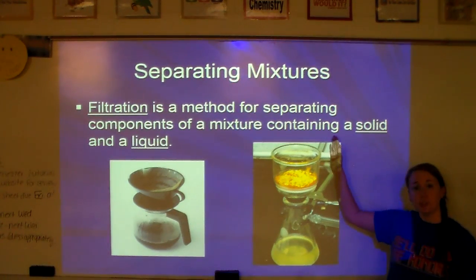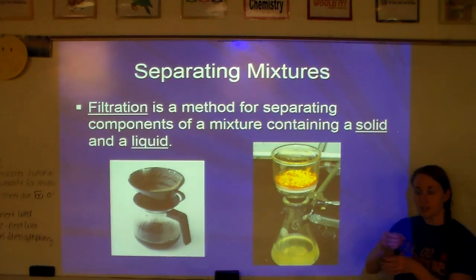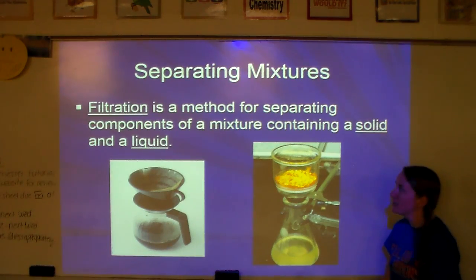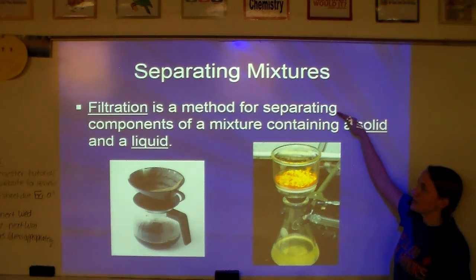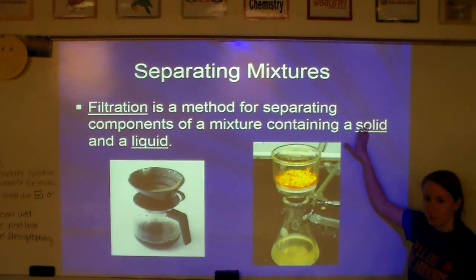One of the ways is through filtration. So for example, you've seen on TV like a Brita filter. They'll hook it to the faucet, the water passes through it, and it's supposed to remove some of those impurities. Okay, so filtration is a method for separating the components of a mixture containing a solid in a liquid. So in other words, it can remove solids from a liquid.